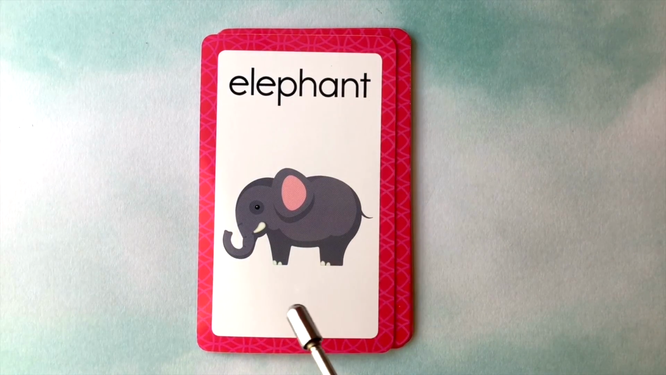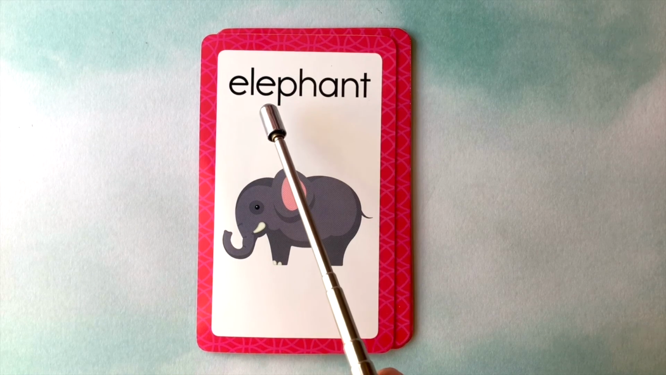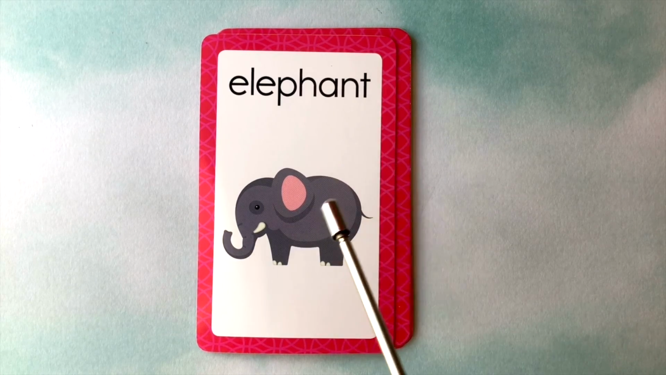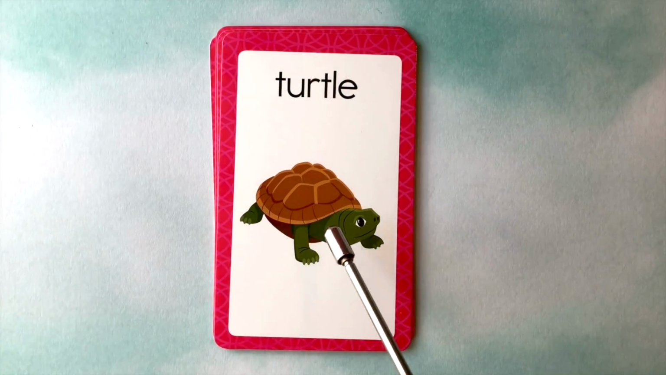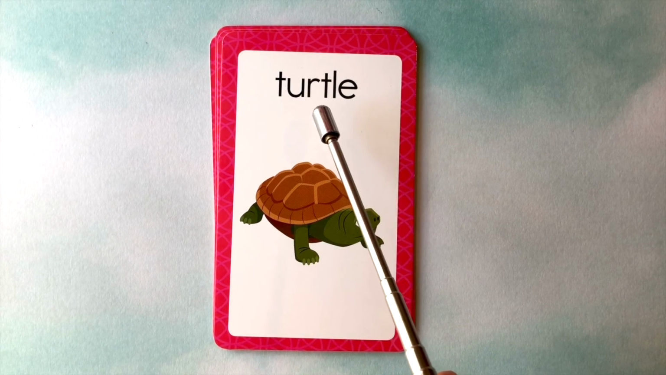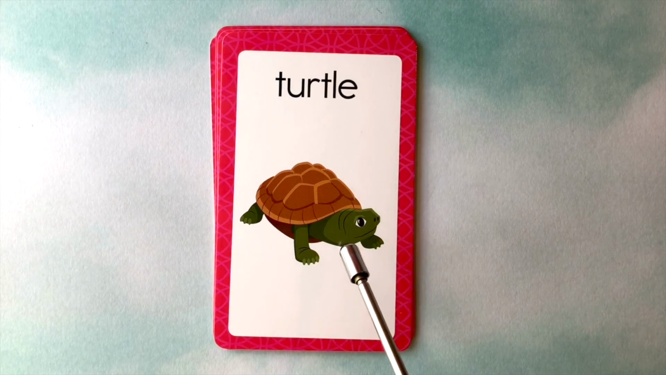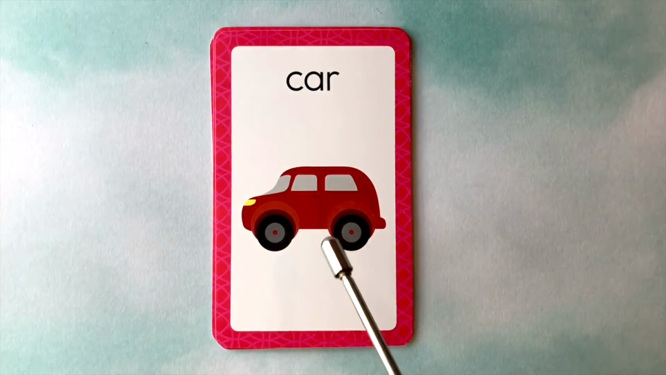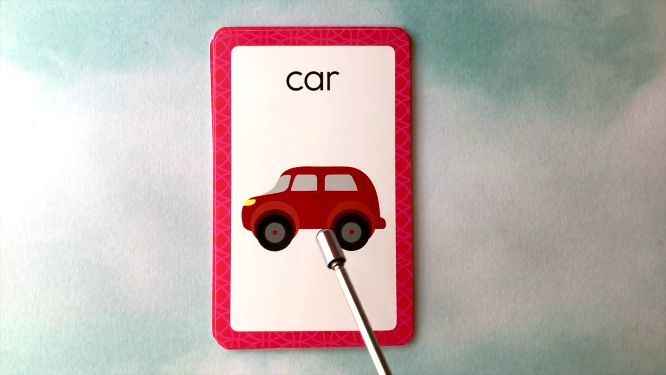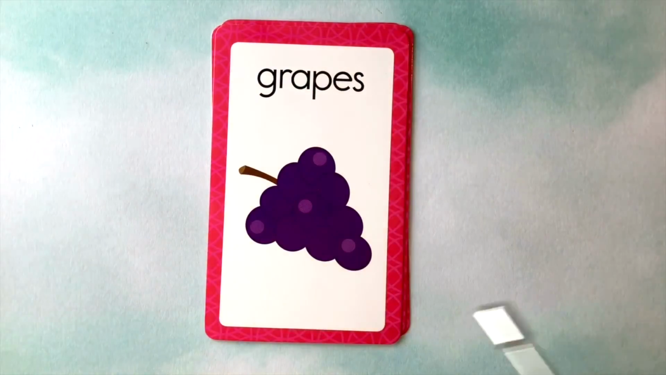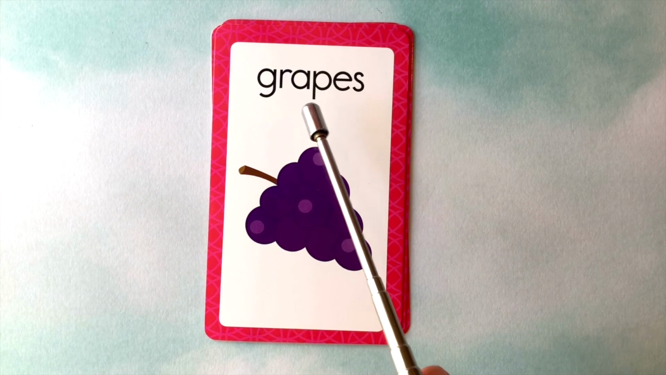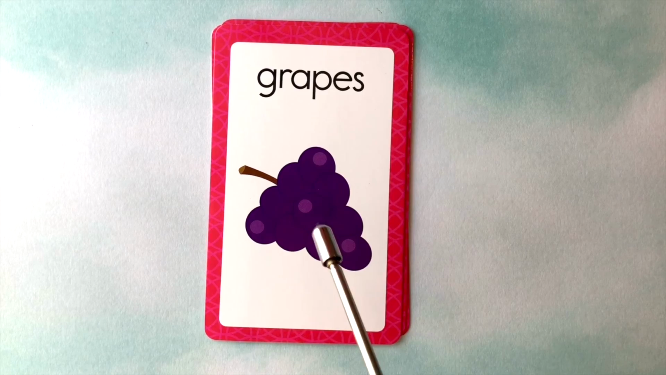This is an elephant. E-L-E-P-H-A-N-T, elephant. This is a turtle. T-U-R-T-L-E, turtle. This is a car. C-A-R, car. These are grapes. G-R-A-P-E-S, grapes.